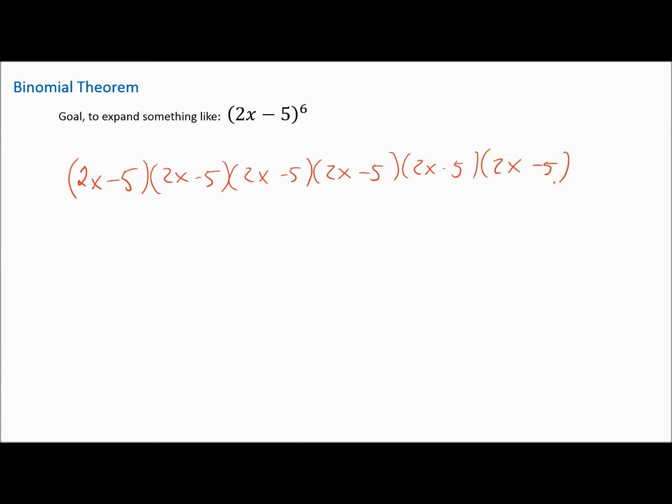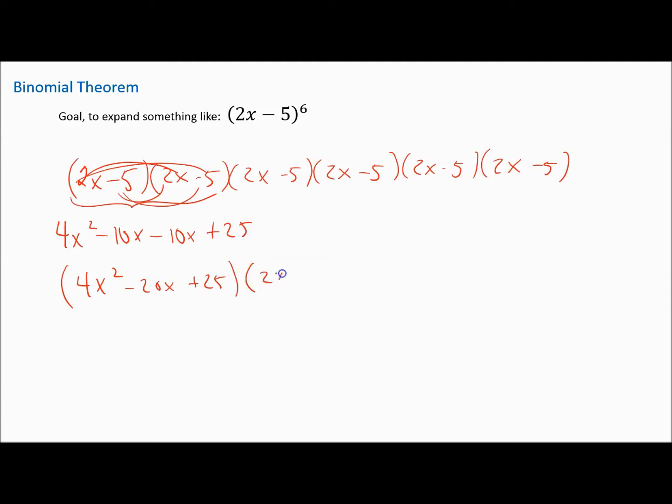Well, the methods we have now, we would just have to multiply these two together first. You know that as the FOIL method, which really just represents firsts, which means 2x and 2x, outers, which means 2x and negative 5, inners, which means negative 5 and 2x, multiplied together, and lasts, negative 5 times negative 5. So 2x times 2x is 4x squared, 2x times negative 5 is negative 10x, negative 5 times 2x is negative 10x, and negative 5 times negative 5 is plus 25. Then you would add like terms to get 4x squared minus 20x plus 25.